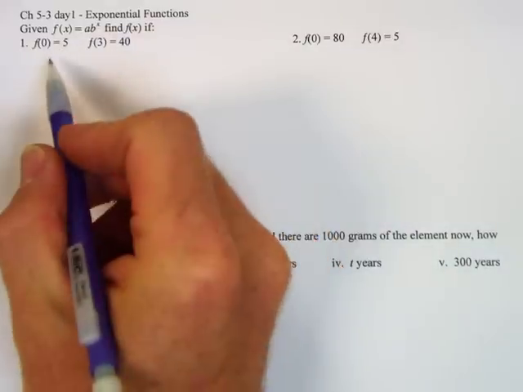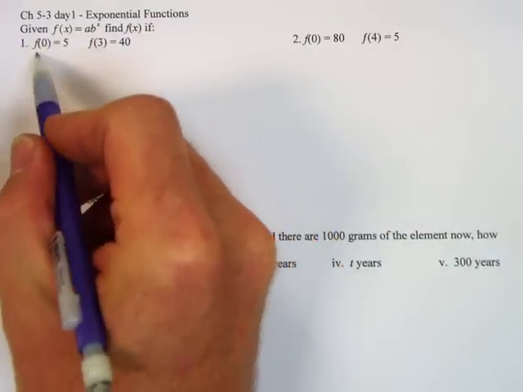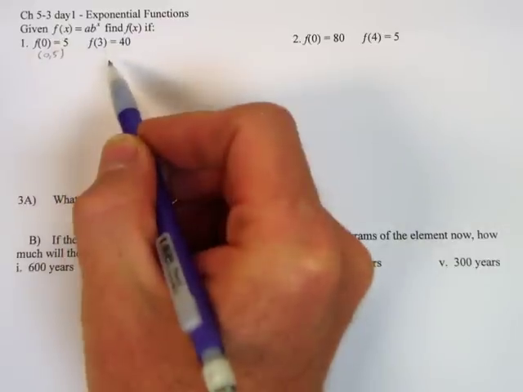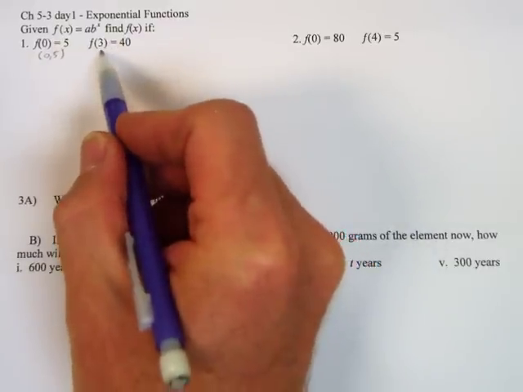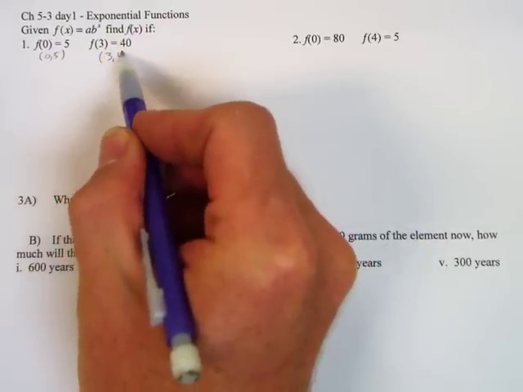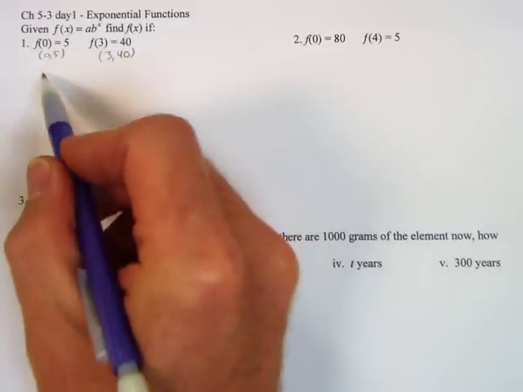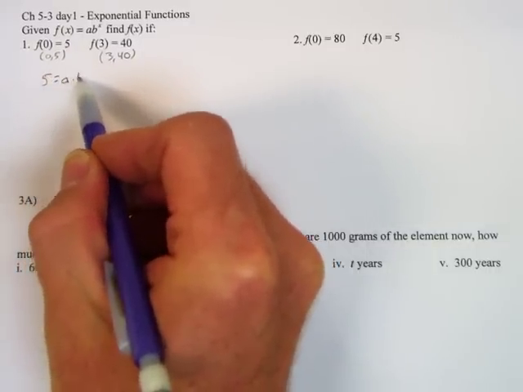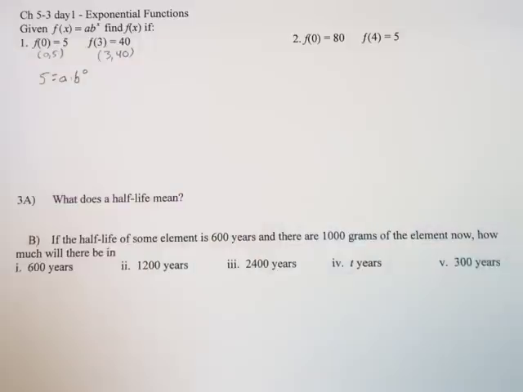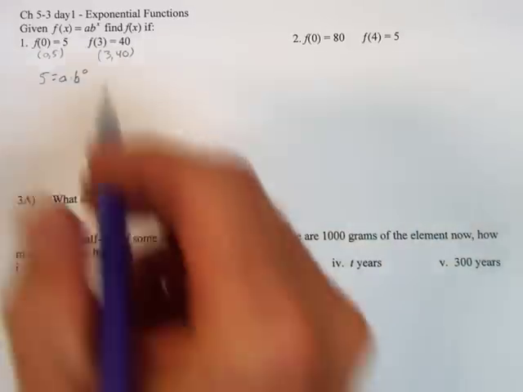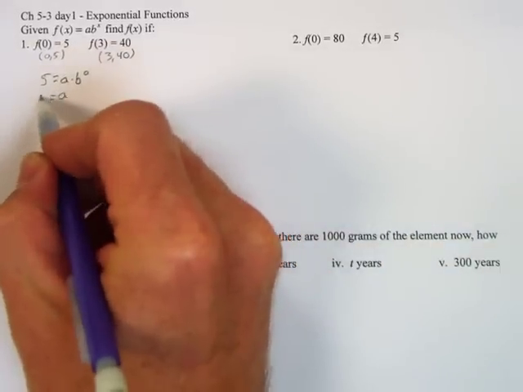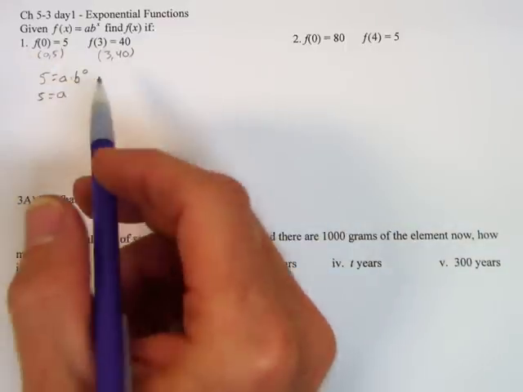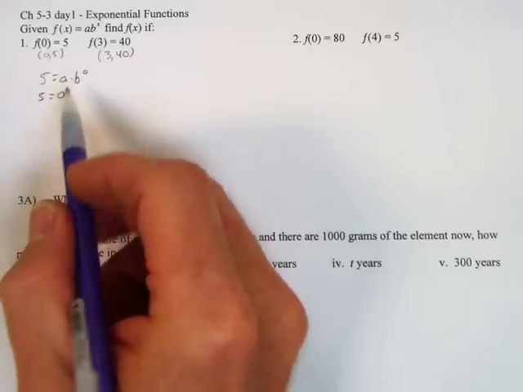So let's take a look here. We can plug in. This is giving us a point. Remember that this is a point 0, 5. The x value is 0, the y value is 5, and this would be the point 3, 40. Well, let's plug it in. We'll have 5 equals a times b to the 0. And what is b to the 0? b to the 0 is 1. So a equals 5. Now, whenever you're given a point f of 0, these types of things are pretty easy.